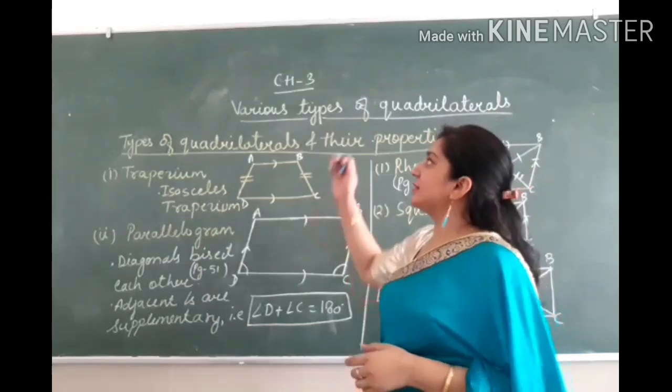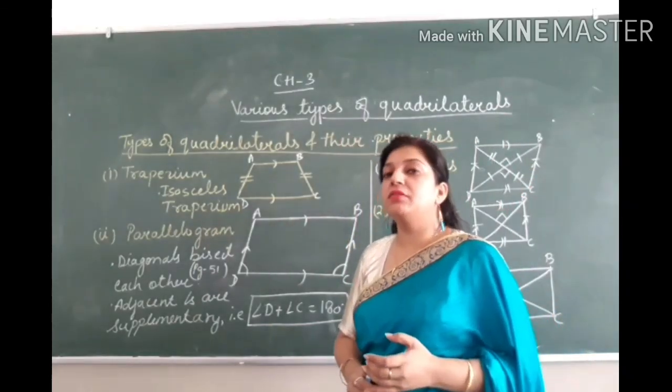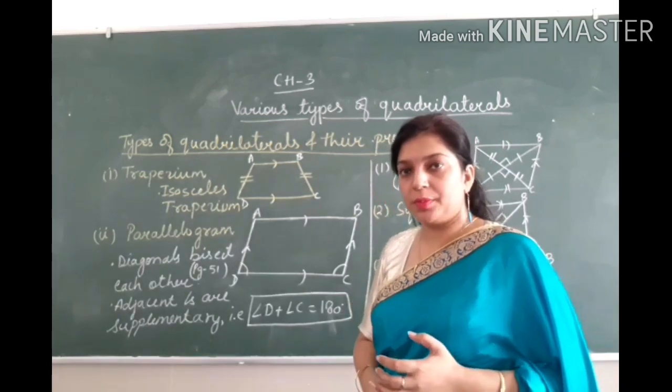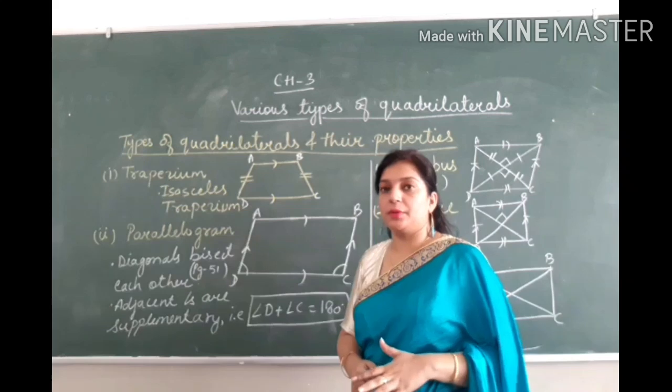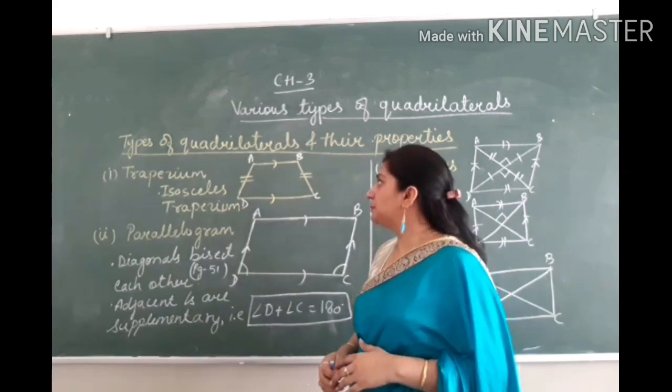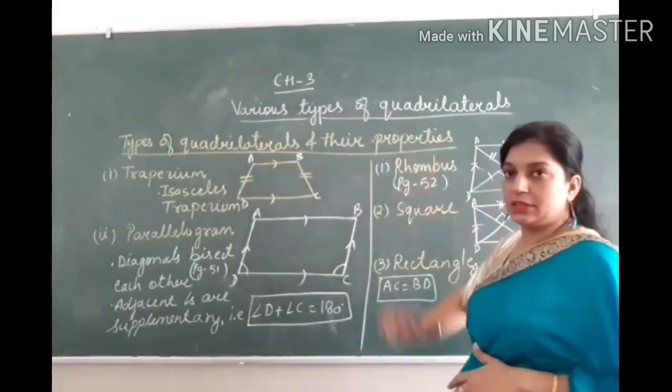Yesterday we were revising the chapter various types of quadrilateral. In that we have learned the angle sum property. We have solved one question also. I hope that topic is clear to everyone. Now moving further, today we will learn the types of quadrilateral and properties.